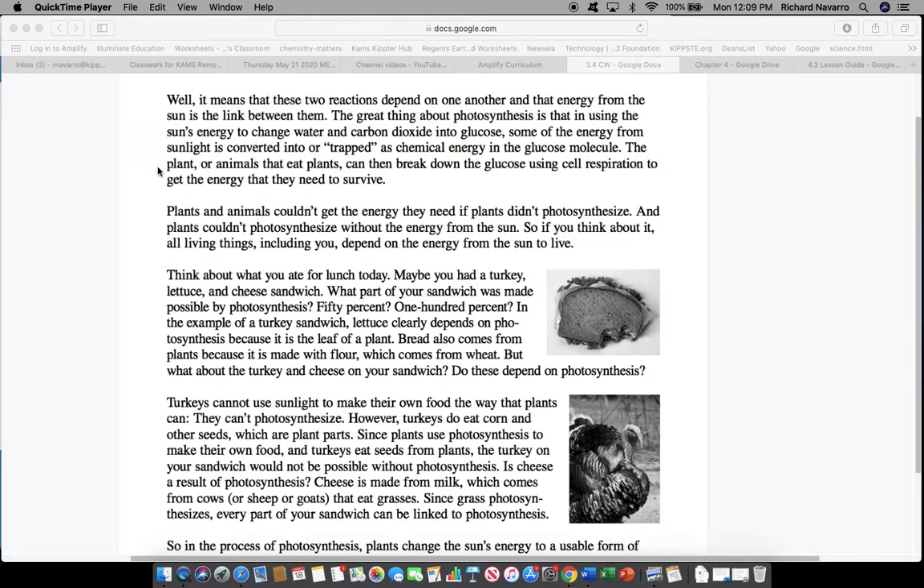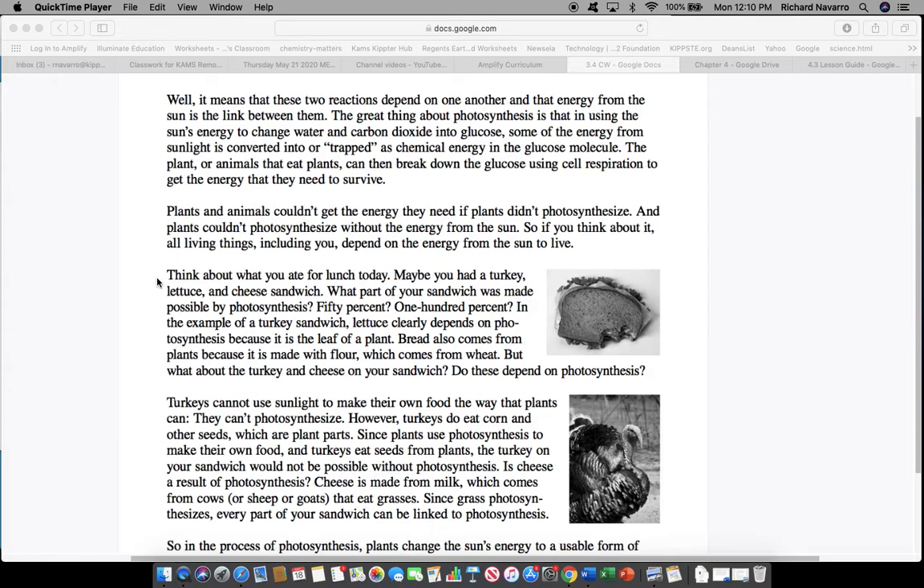The plant or animals that eat plants can break down the glucose using cell respiration to get the energy they need to survive. Plants and animals couldn't get the energy they needed if plants didn't photosynthesize. And plants couldn't photosynthesize without energy from the sun. So if you think about it, all living things, including you, depend on energy from the sun to live.